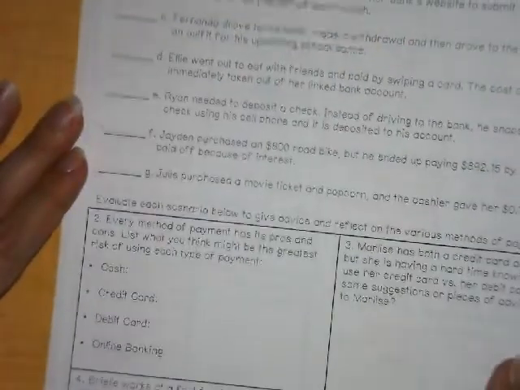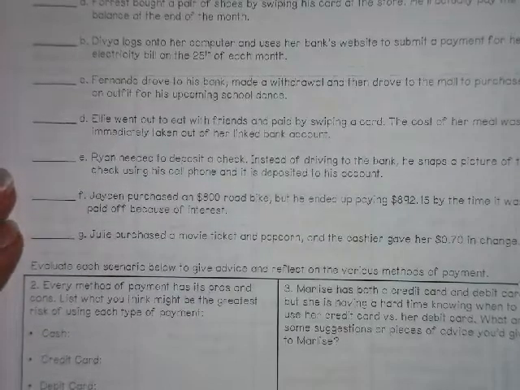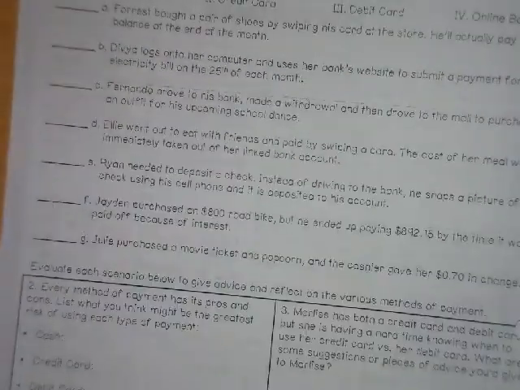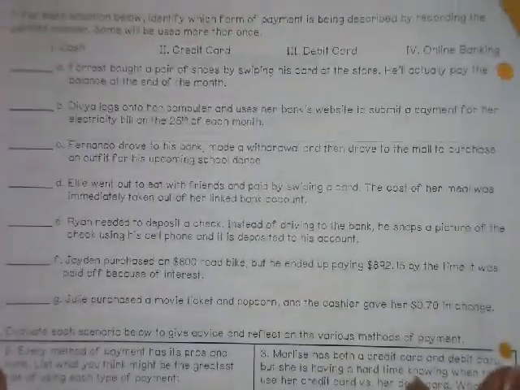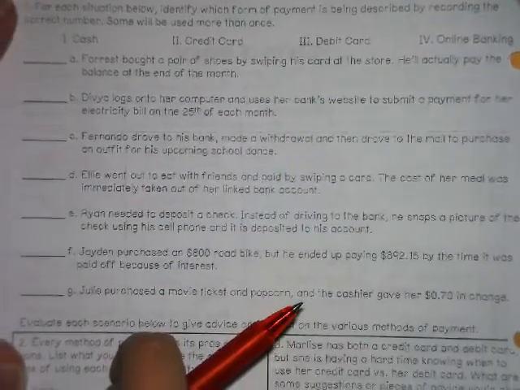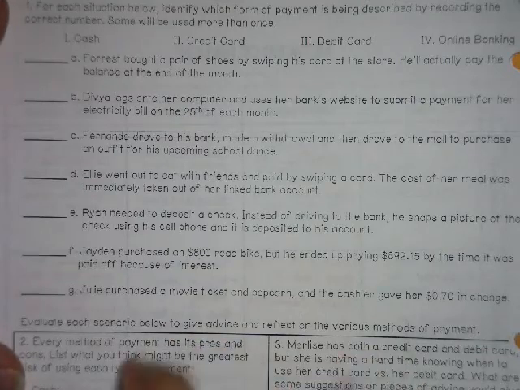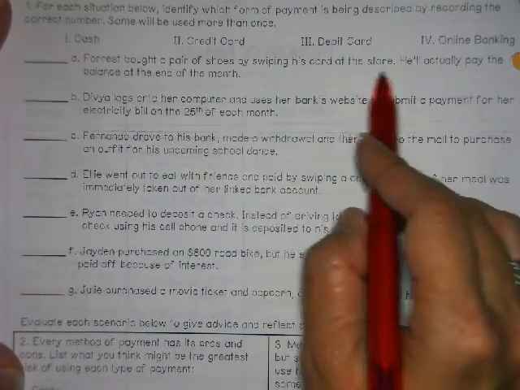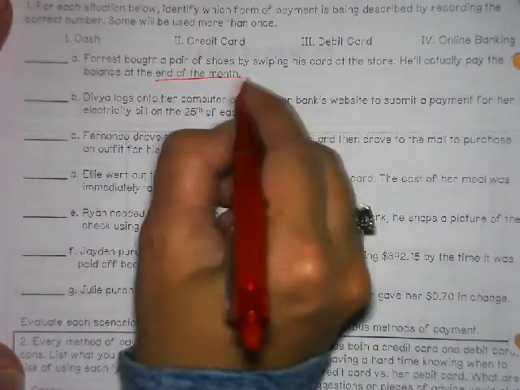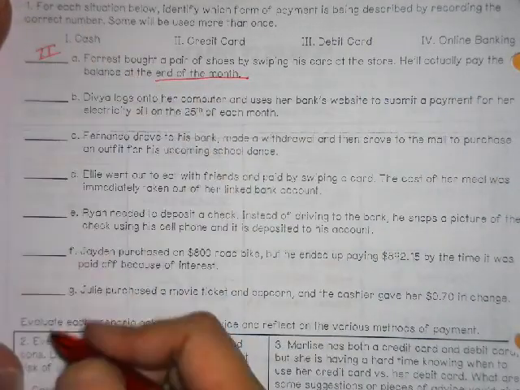So let's look a little bit at the back. We've got some vocabulary here that we need to check out. For each situation, identify which form of payment is being described. And we've got cash, credit card, debit card, online banking. What I would like you to do is pause the video right now, try this, and then restart it and see how you did. So letter A, Forrest bought a pair of shoes by swiping his card at the store. He'll actually pay it at the end of the month. Since it's the end of the month, this is a credit card.